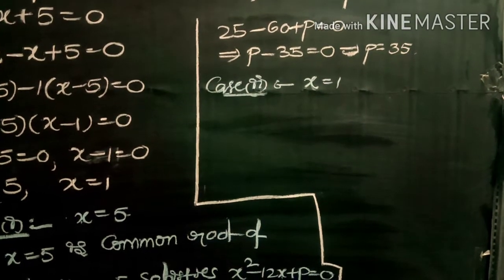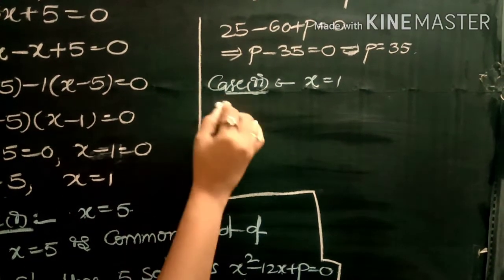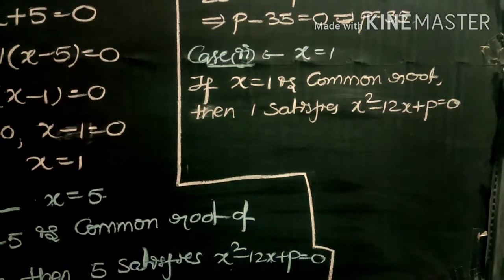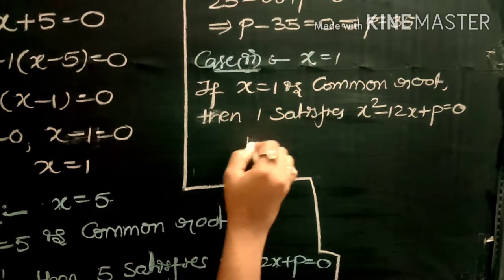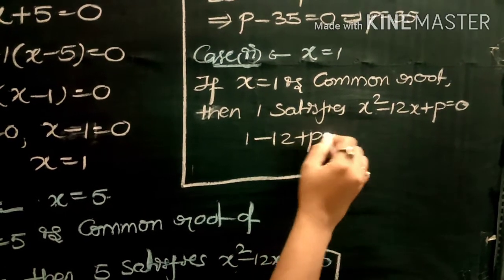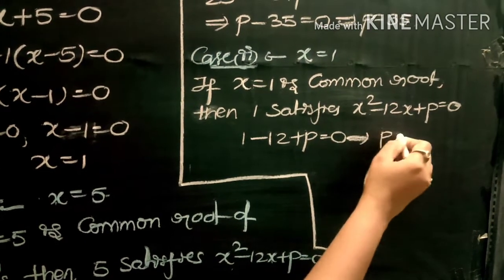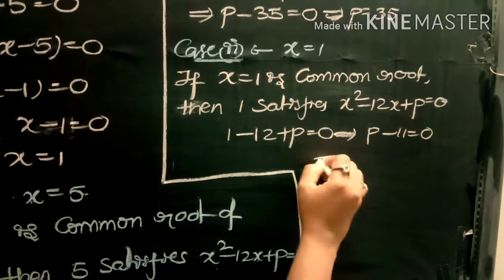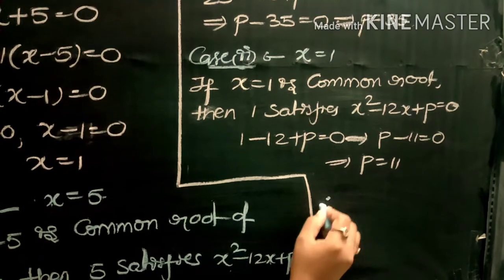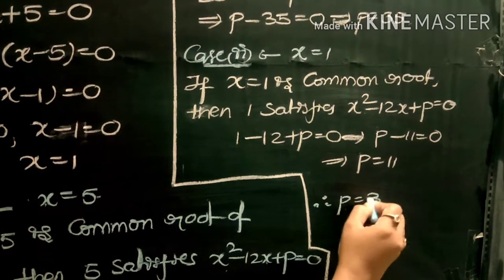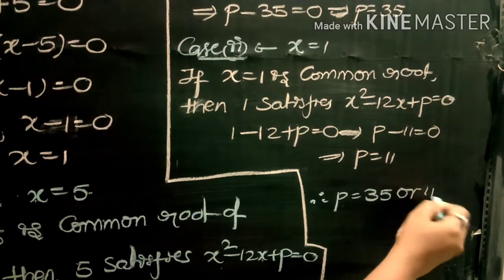So if x is equal to 1 is a common root, then 1 satisfies x square minus 12x plus p is equal to 0. Now replacing x equals 1 in this equation, we get 1 minus 12 plus p is equal to 0. That is p minus 11 equals 0. Then the value of p is equal to 11. Therefore the values of p are 35 or 11. That's all.